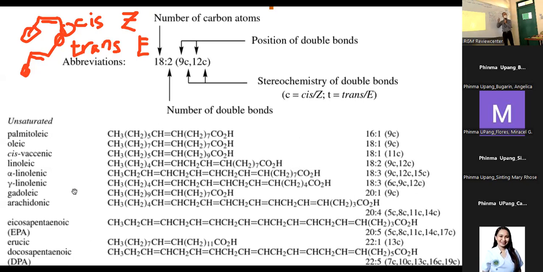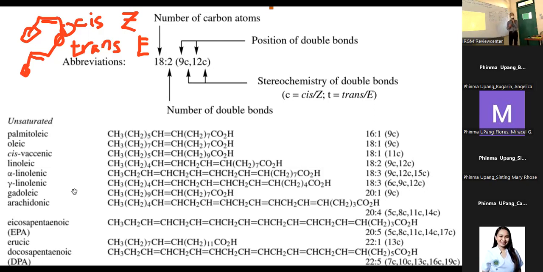Next, linolenic acid, nadagdagan ng isang letra. Ibig sabihin, nadagdagan din na double bond. So, instead of having two double bonds, there are three double bonds in the molecule. For alpha linolenic acid, it is at positions 9, 12, and 15. And then for gamma-linolenic acid, it is at positions 6, 9, and 12. Now, did you notice anything?